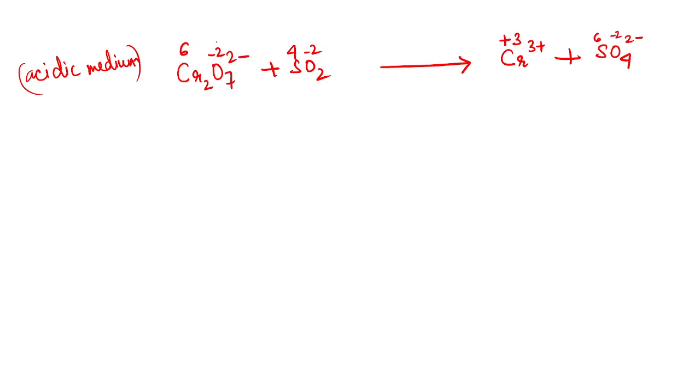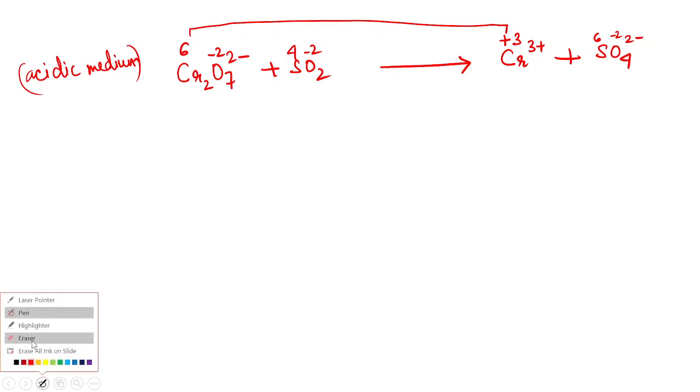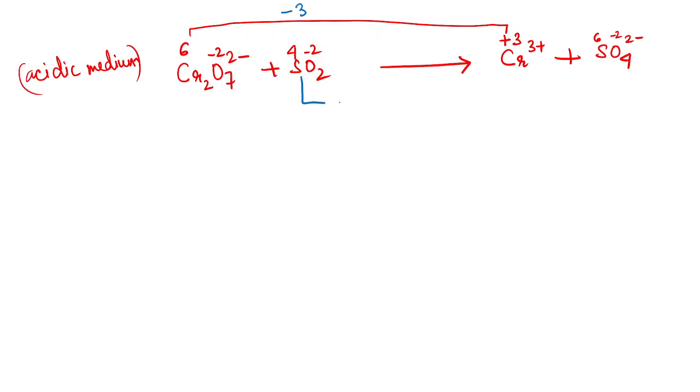Now let's see this chromium: the oxidation number of chromium has decreased here. The decrease is by 3, and for sulfur it is an increase of 2. Now as the rule says, the increase and the decrease should be equal, so for that we have to multiply this by 2 and we have to multiply by 3 here.